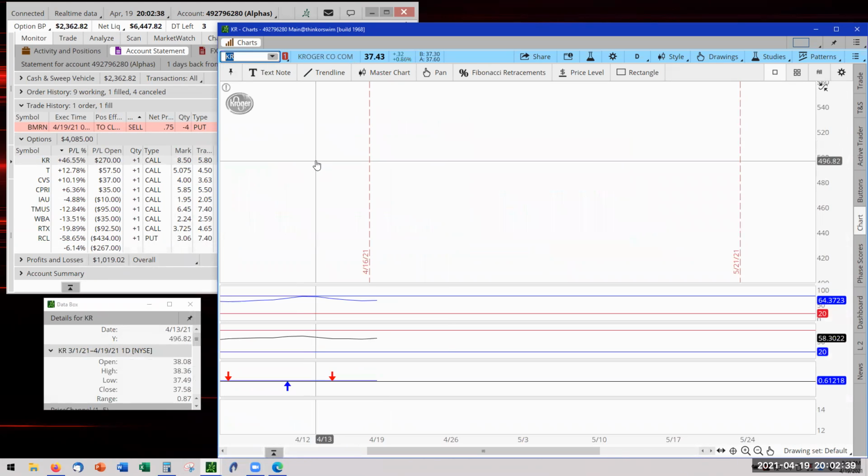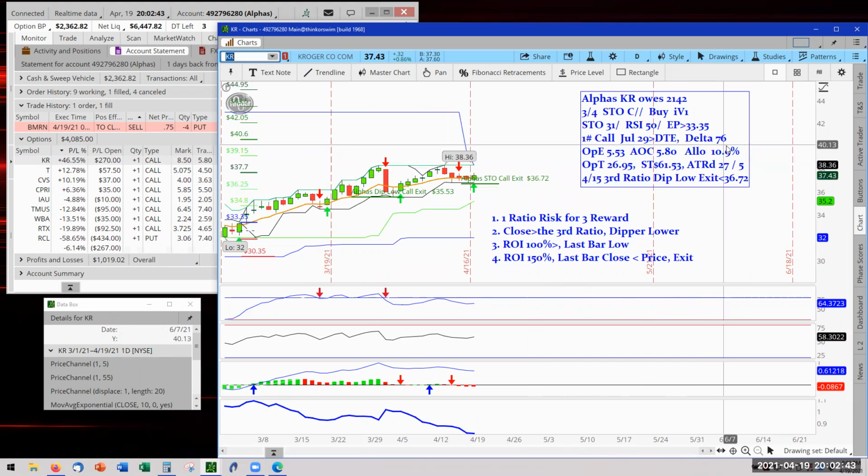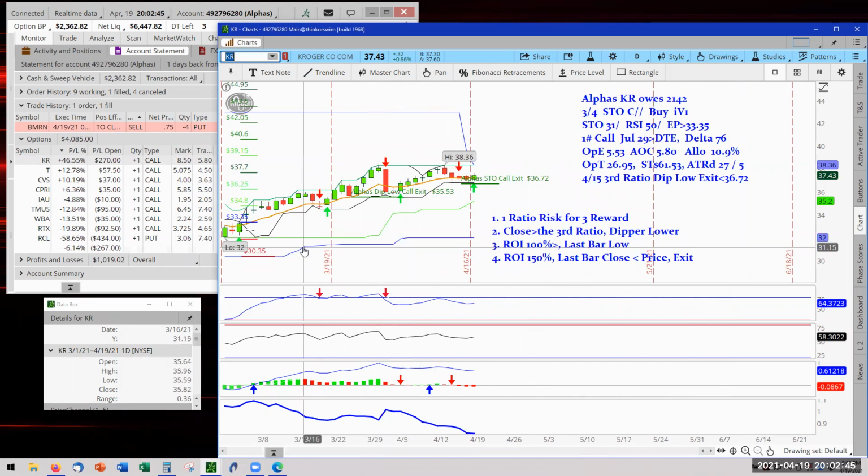So with KR, we are here. This was a Delta 76, so it looked like it had more potential, but it's still struggling to get along. But we're getting some accumulation right in here. The result is we still have a lower low right there. It's still in positive territory, and we're still hunting for a 54% return to get to the 100 ROI and be able to go at last bar out low to get out.